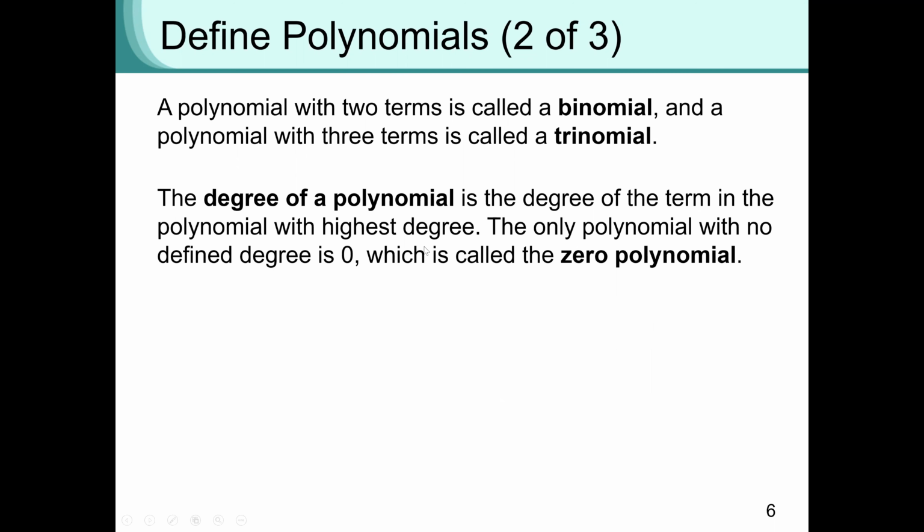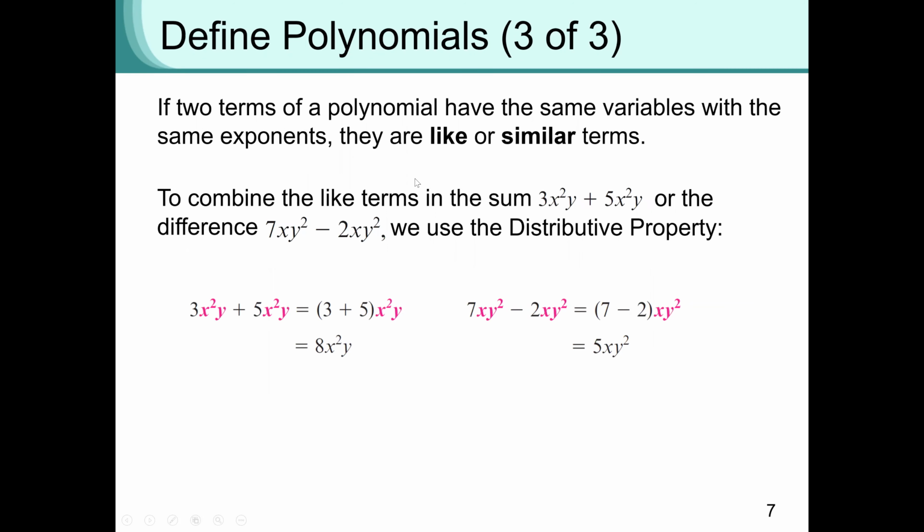The degree of a polynomial is the degree of the term in the polynomial with the highest degree. What they mean by highest degree is that if I have 3x squared plus 2x plus 5, the highest degree is 3x squared, so it's squared. So 3x squared plus x plus 5, the highest exponent is 2, 3x squared. So in this case, the degree will be 2. So now we have talked about the definitions.